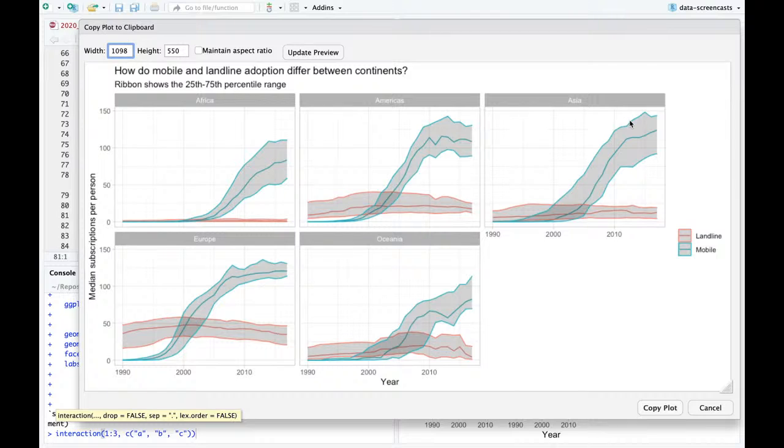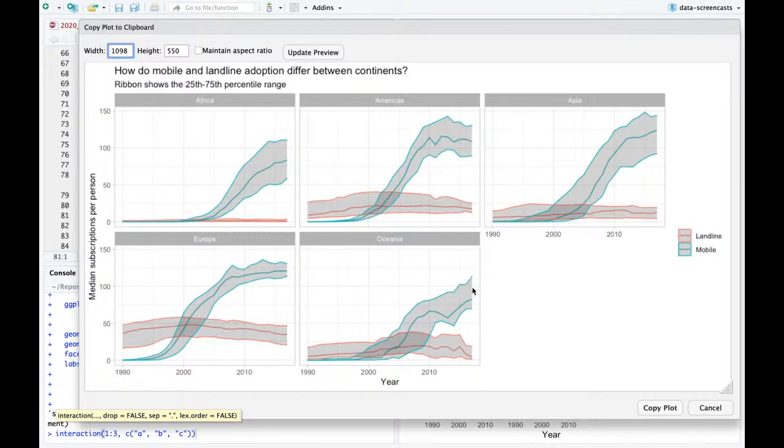Okay, so we learned a lot from this. We learned that in Africa, largely landlines never took off. Mobile very much did. Sort of the Oceania, I think, only has 2 countries, Australia and New Zealand.